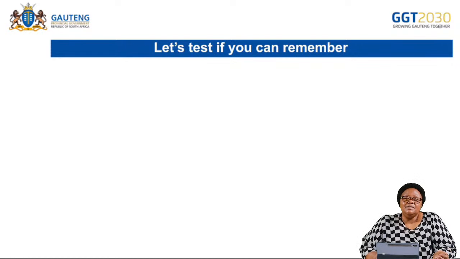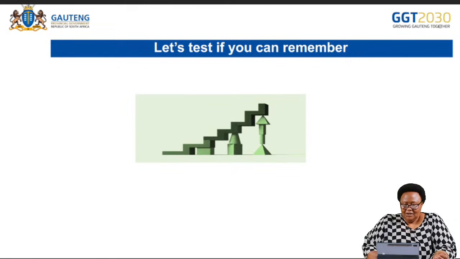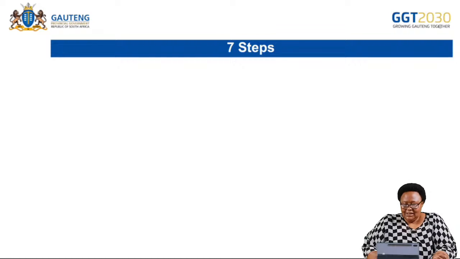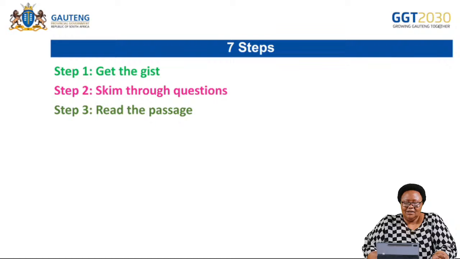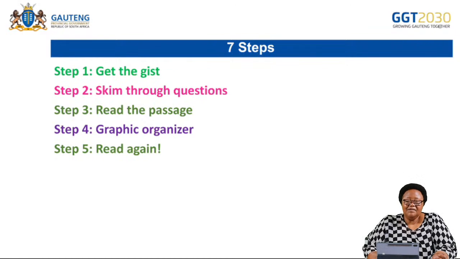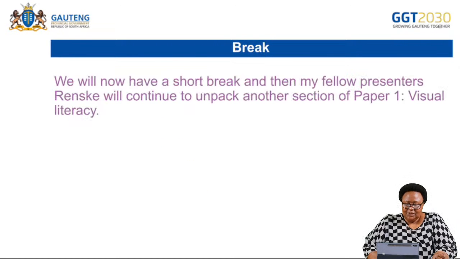Let's test if you can remember the steps of unlocking the essay. We have 7 steps. Number 1, get the gist. 2, skim through the questions. 3, read the passage. 4, graphic organizer. 5, read again. 6, answer the questions. Number 7, check your answers.